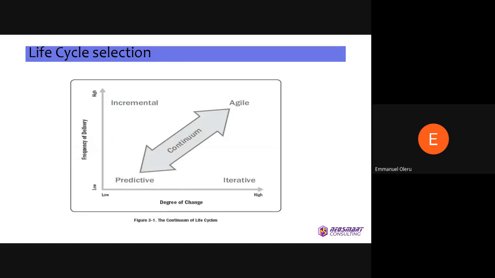This diagram shows you the continuum of life cycles, right? Basically showing you the degree of change and frequency of delivery. Agile is high on both iteration and incremental. Remember that for the predictive system, the frequency of change is very low, and the frequency of delivery is just one major delivery, right? But Agile has the combination of both iteration and incrementals to ensure that you have products that come out on time and are also very useful and usable by the customers.